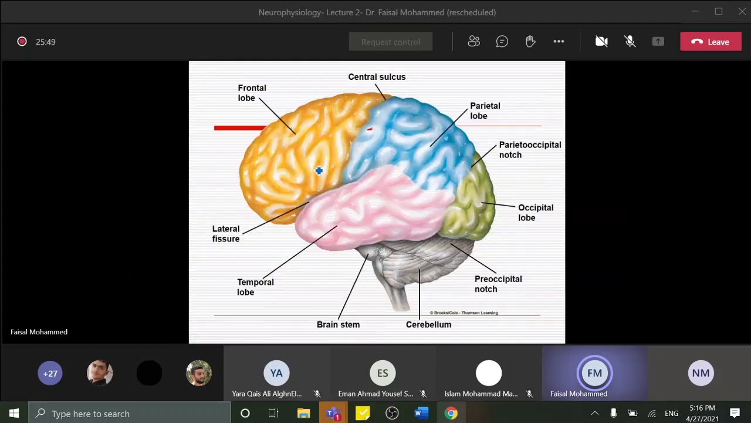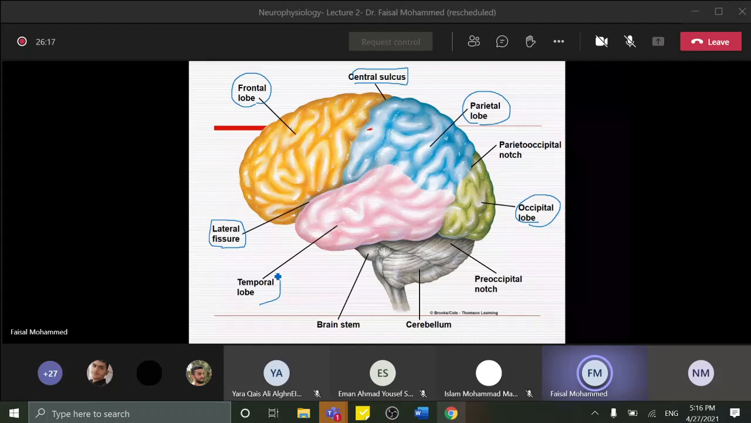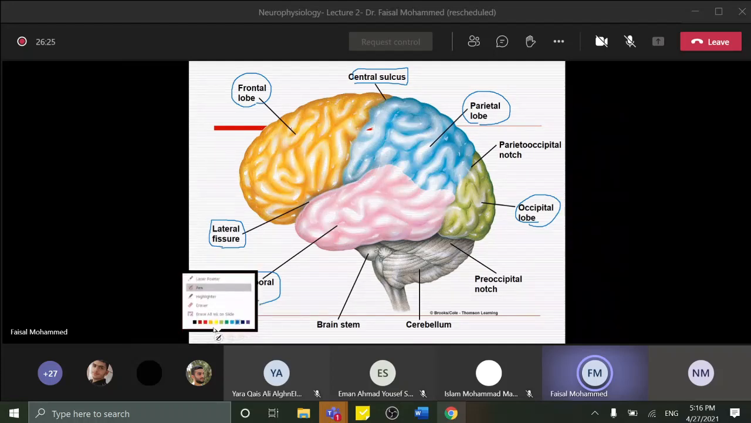Here is the cerebral cortex. The cerebral cortex is divided into lobes by the central sulcus and the lateral fissure, or lateral sulcus. These lobes are the frontal lobe anteriorly, the parietal lobe, the occipital lobe, and the temporal lobe. And these are the lobes. Okay? Now here is the post-central area. The post-central area is here.